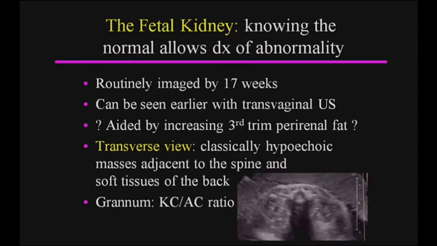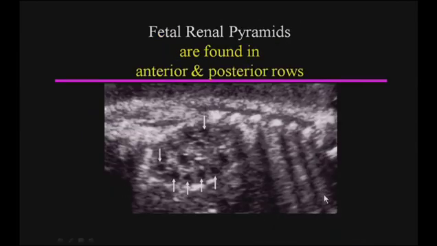Here's just an image of a kidney on both sides of the vertebral column, which shadows toward the anterior portion of the fetus. The posterior portion is seen posteriorly, which is superiorly on this image. Fetal renal pyramids are found in anterior and posterior rows.